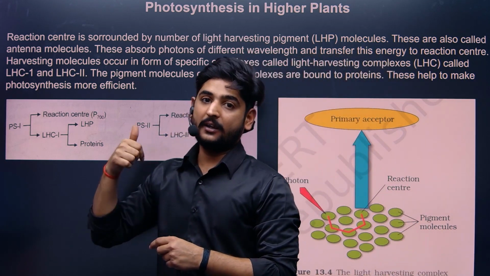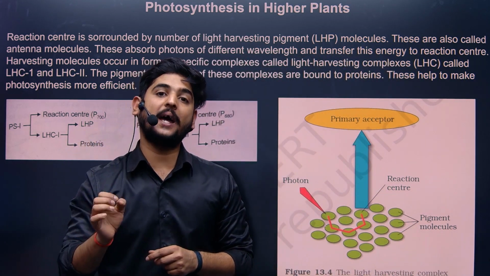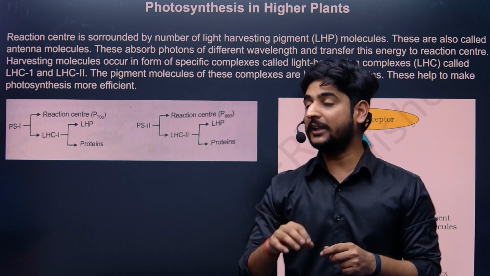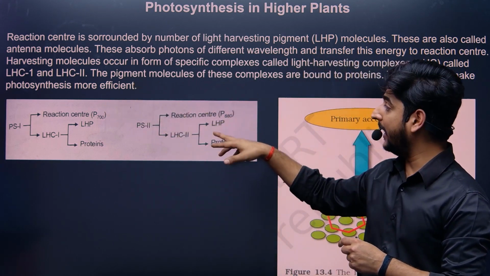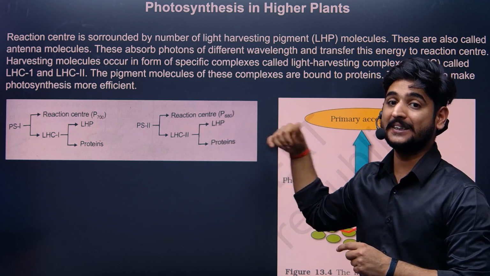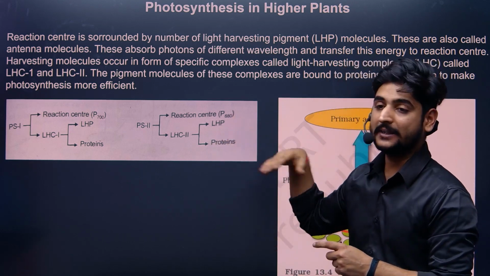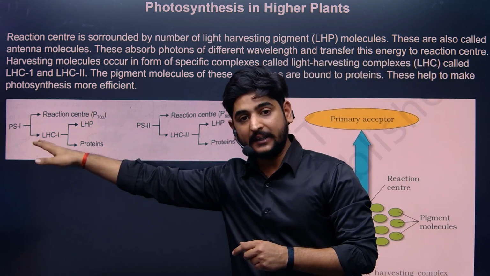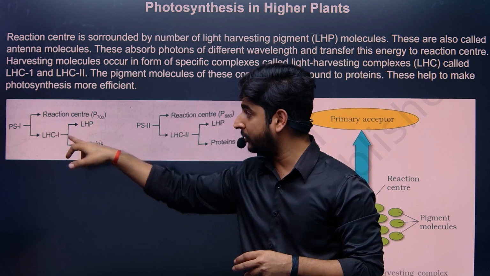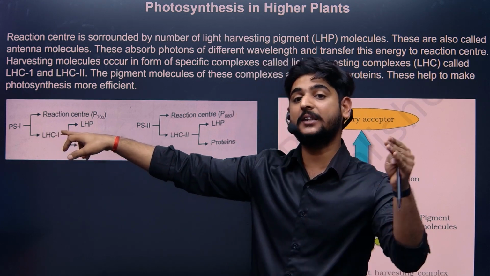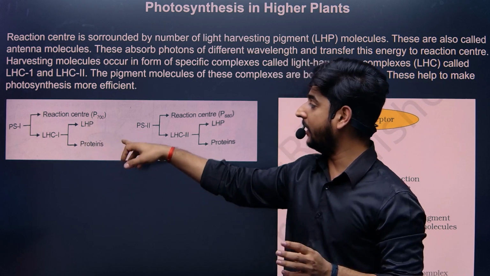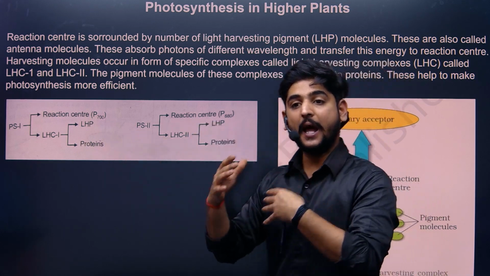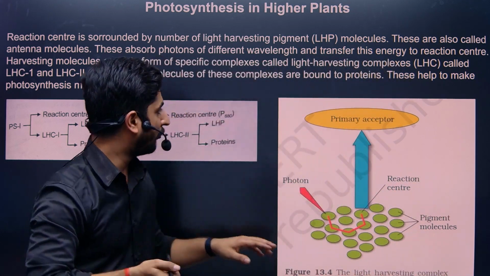Chlorophyll A in PS1 absorbs at 700 nanometers, so this PS1 is known as P700. Whereas the chlorophyll A in PS2 absorbs at 680 nanometers and is known as P680. Other than the reaction center, there are the antenna molecules, which comprise the light harvesting complex, which is made up of light harvesting pigment and proteins. The proteins help to increase the efficiency of photosynthesis.